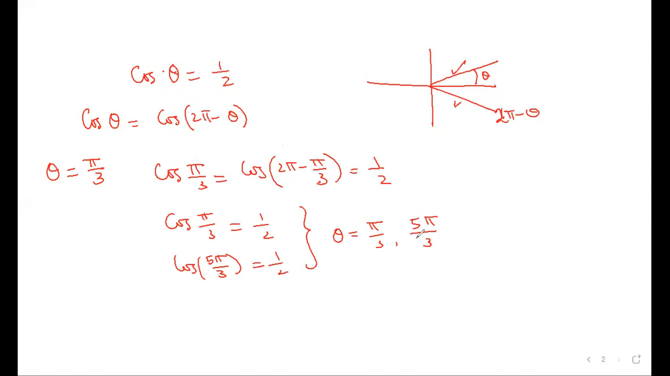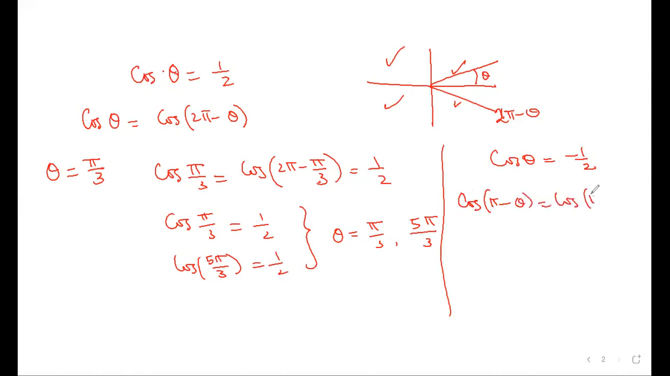Now all of you do it yourself: cos theta is minus half. Which quadrants is cos theta negative? Second and third. So what will be the formulas you write? Pi minus theta and pi plus theta. Cos pi plus theta, and you want the answer to be minus half. So theta's value will be the same, pi by 3 only. No change, because cos 60 is half.